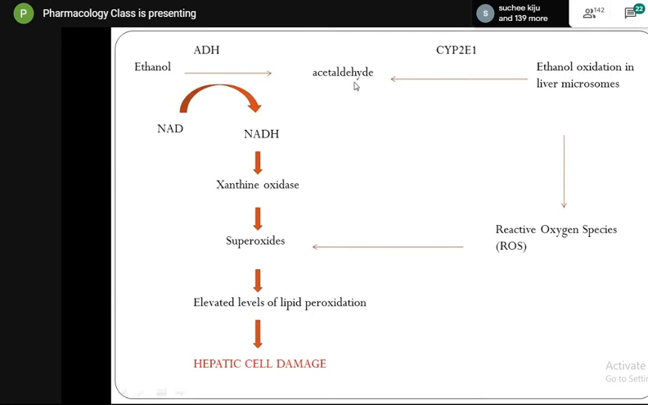Simultaneously, NAD is getting converted into NADH. This is the redox change that is happening, and with the production of NADH, it is activating an enzyme called xanthine oxidase. Now, xanthine oxidase is very reactive.